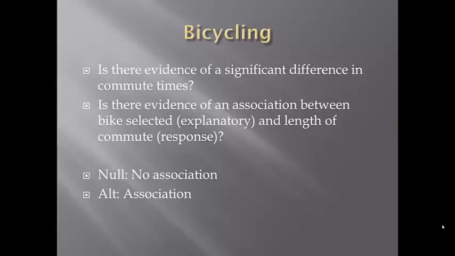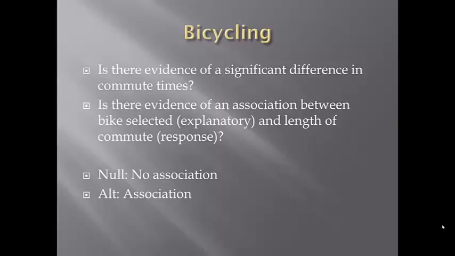In the bicycling to work data set, we're curious if there's evidence of a significant difference in the commute times based on the bike that Dr. Jeremy Groves rode. In other words, is there evidence of an association between the bike he rides, the explanatory variable, and the length of his commute, the response variable?